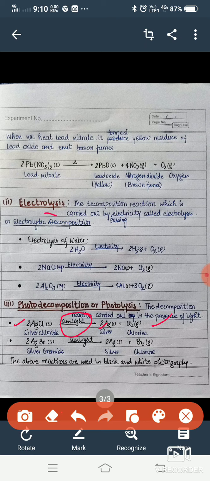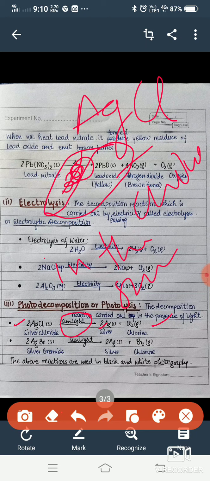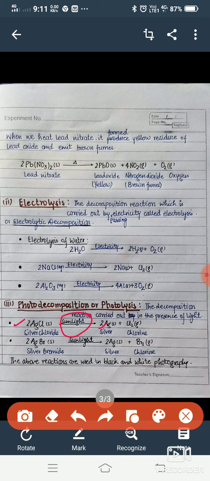Here the question also arises: what happens when we put silver chloride in a china dish in the sunlight? So this is silver chloride, AgCl. If we put silver chloride in a china dish, then it decomposes into silver and chlorine gas. Got it? Now another example, silver bromide. Similarly, if we put silver bromide in the sunlight, then it also decomposes into silver and releases bromine gas.